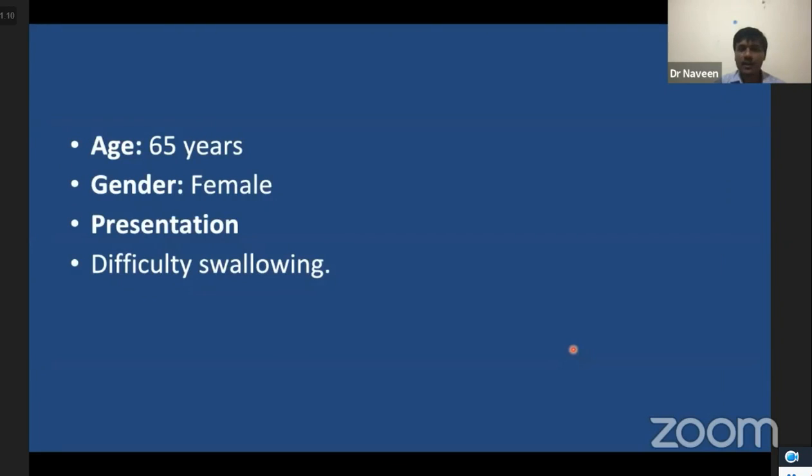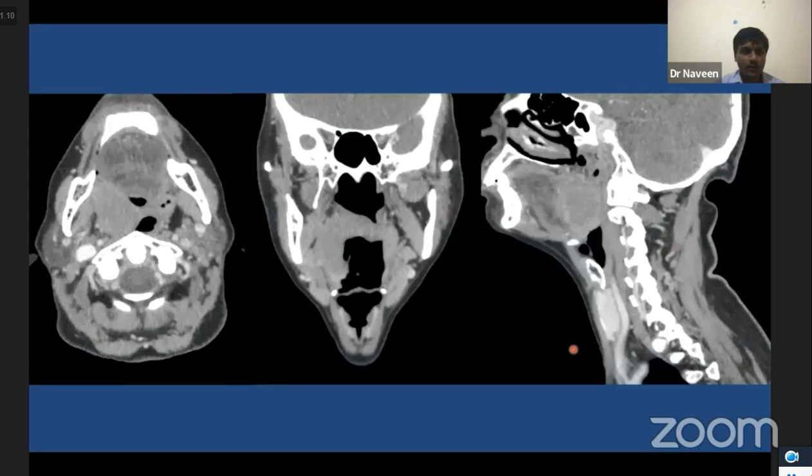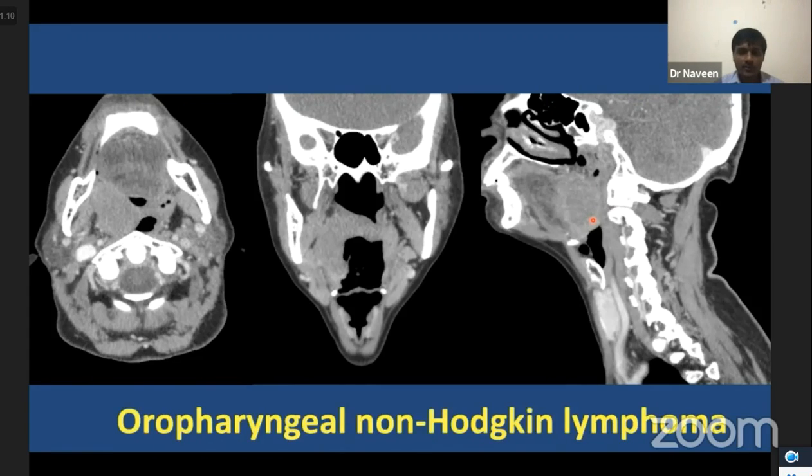Another patient is a 65-year-old female with difficulty in swallowing. Here, what we can see is a homogeneously enhancing mass lesion in the right lateral wall of the pharynx, which is extending into the tonsillar fossa region, into the soft palate region, and along the right lateral pharyngeal wall. It is abutting the tongue with effacement of the vallecula. This is a homogeneously enhancing mass with no cystic areas or calcification. So the first differential appears to be non-Hodgkin's lymphoma.